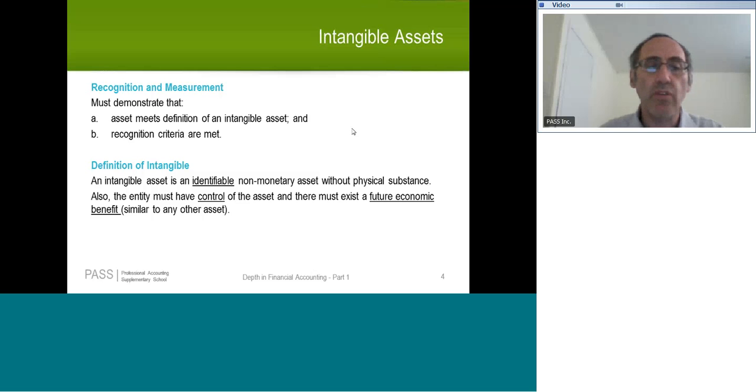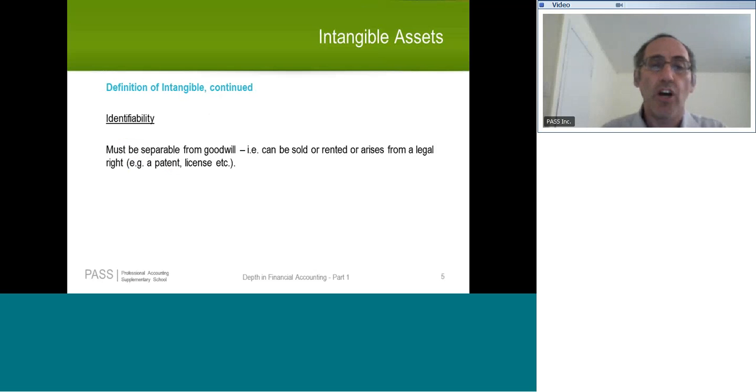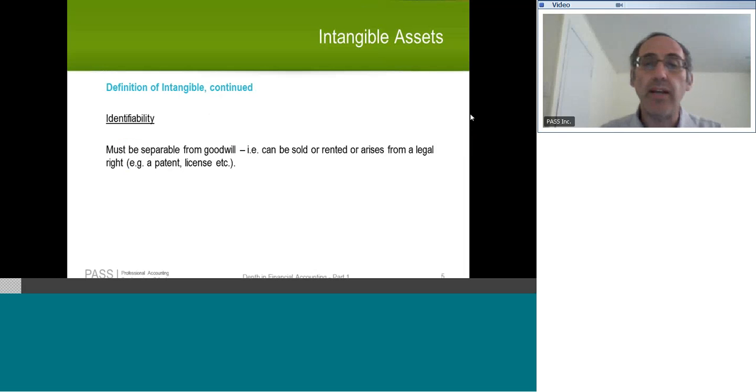So the first criterion is identifiability. Also, the entity must have control of the asset. That's the second criterion, control. The final criterion is there must exist a future economic benefit. Let's look at each of these criteria in more detail. What do we mean by identifiability? By identifiability, we mean that we can separate the asset from goodwill.